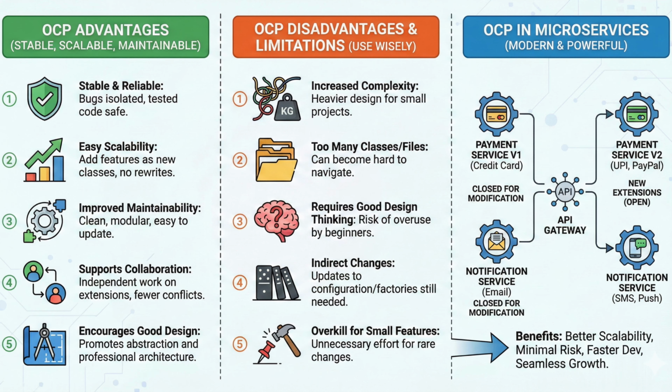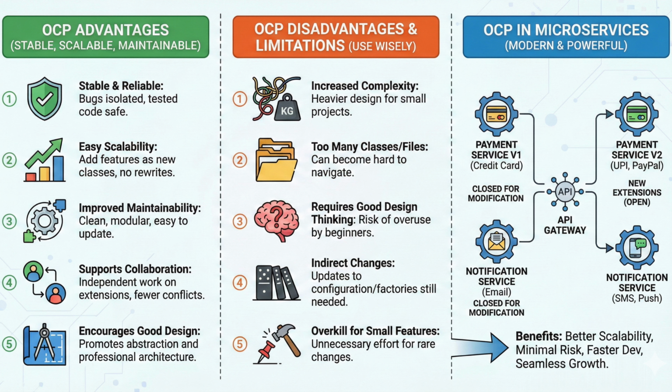Now let's talk about the advantages of the open-closed principle and why it is so powerful in real-world software development. First, it makes our code stable and reliable. When we don't modify existing working code, we don't accidentally introduce new bugs. The tested code remains safe, and the application becomes much more trustworthy. Second, it gives us easy scalability and future growth. As new requirements come, we simply add new classes or modules instead of rewriting old ones. This makes it super easy to enhance the system without fear.